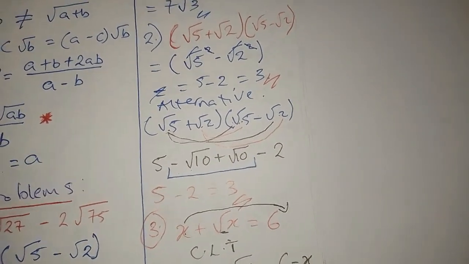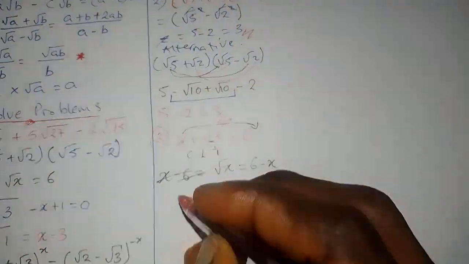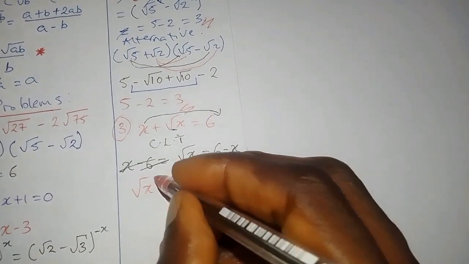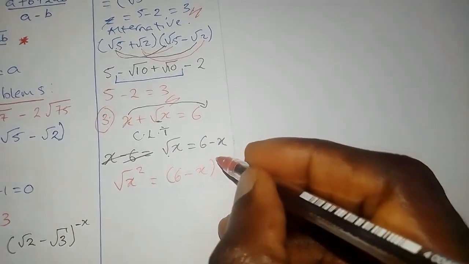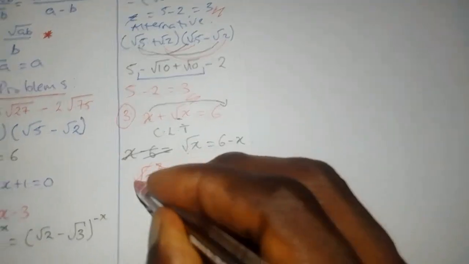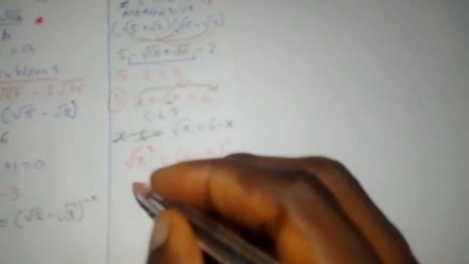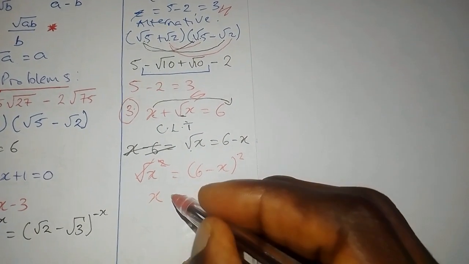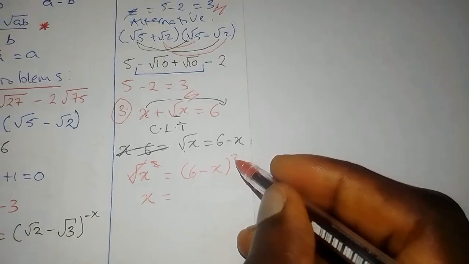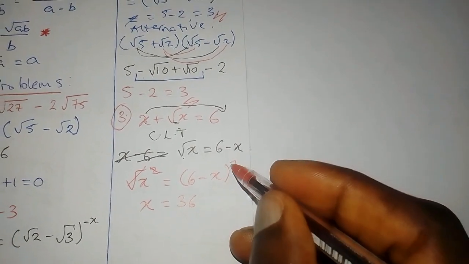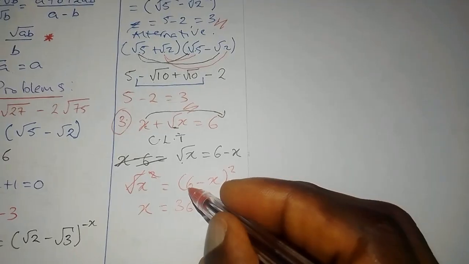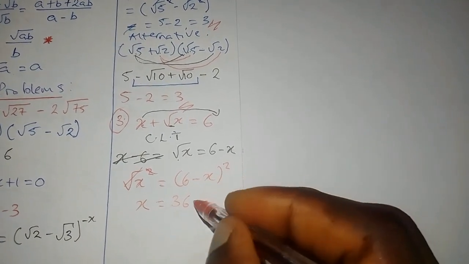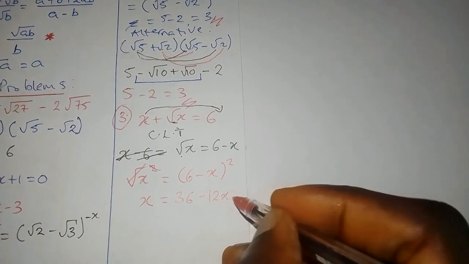So let's square both sides. If I square both sides, I'm going to say square root of x squared equals open bracket 6 minus x all squared. From here, this can take the square root away, and I'm left with ordinary x equals the square of 6, that's 36. Now let's open this bracket by multiplying everything together to get the second term. That's 2 times 6, that's 12. 12 times minus x, minus 12x.